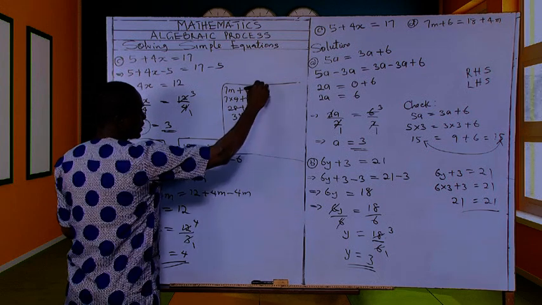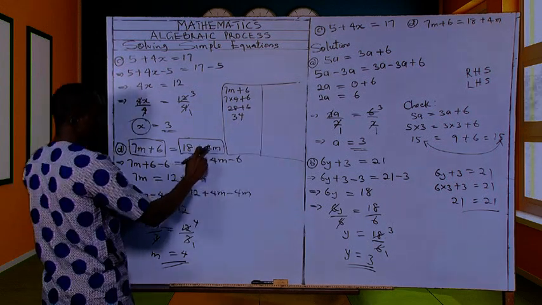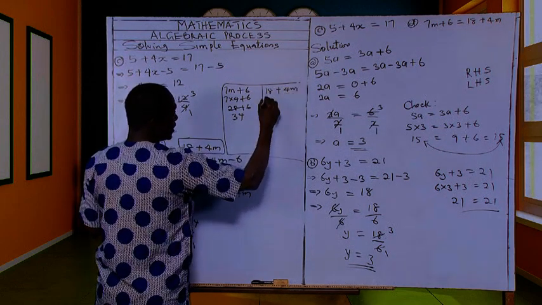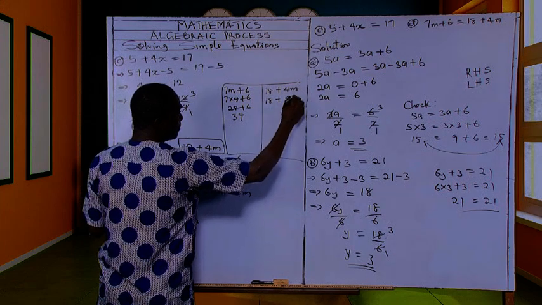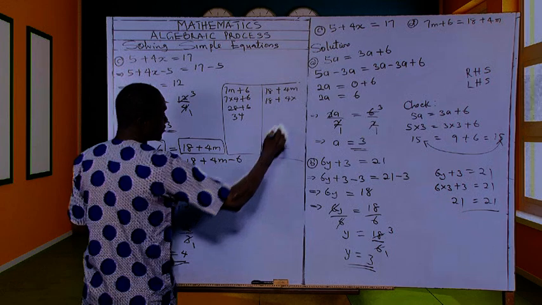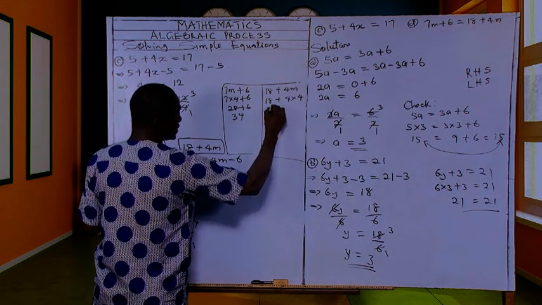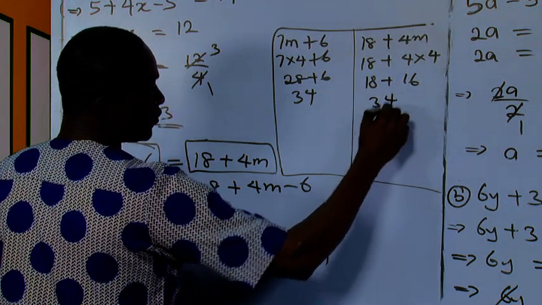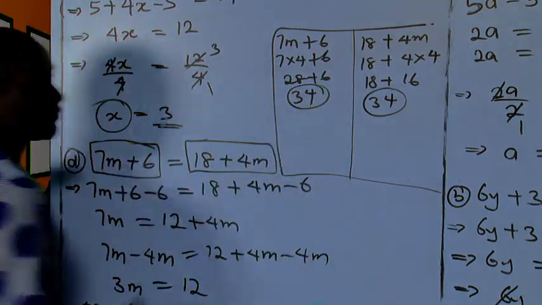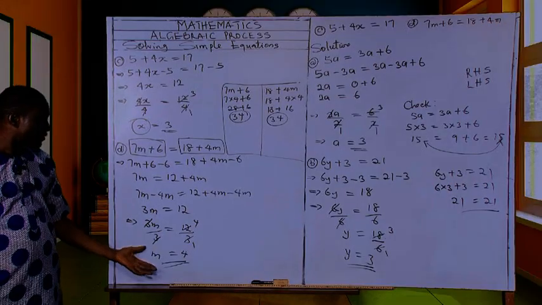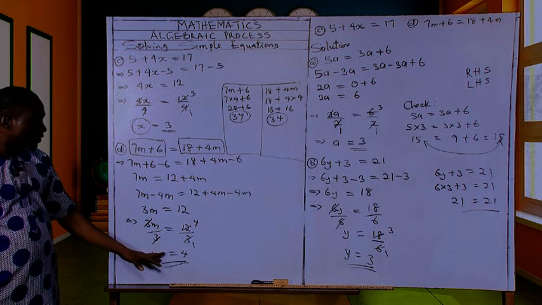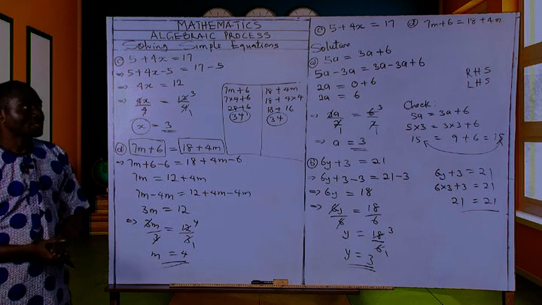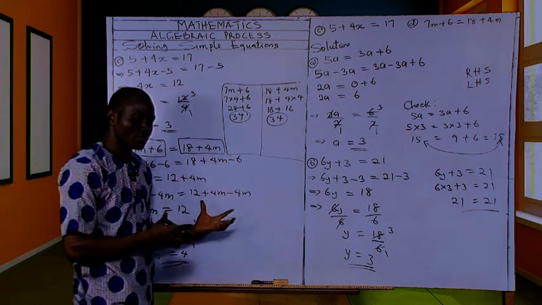Now we want to check 18 plus 4m, which is 18 plus 4 multiplied by m. m is 4, so this will give us 18 plus 16, and 18 plus 16 will give us 34. So we have 34, 34. It seems the value of m being 4 is the correct value. That is that. I hope you understand to this level.